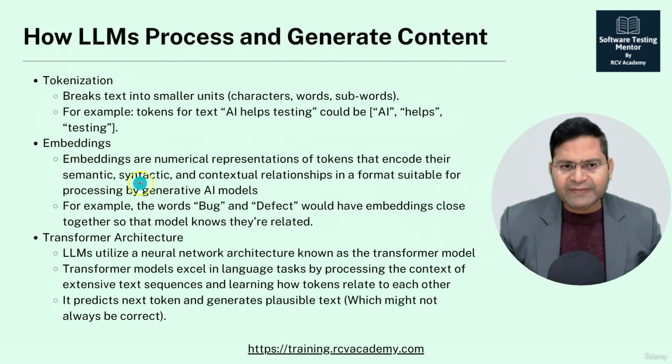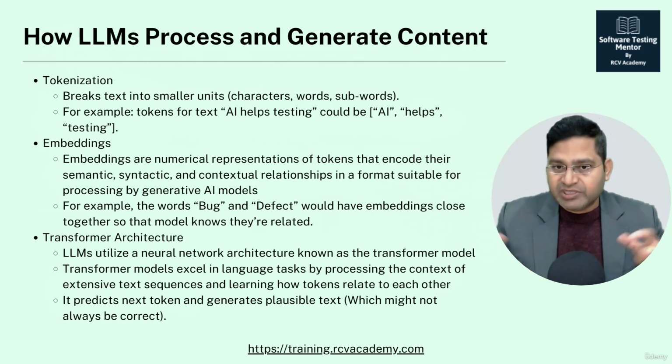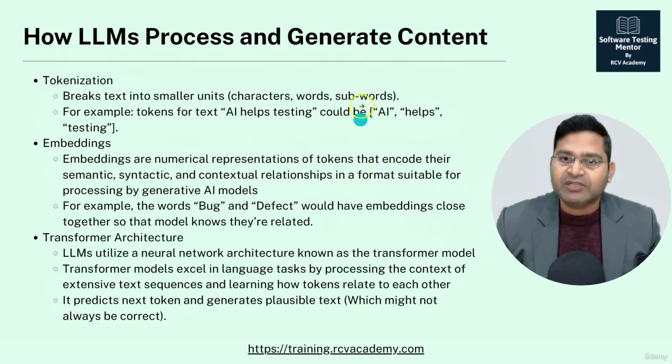Then you have the embeddings. Embeddings are the numerical representation of these tokens. You have a paragraph that has been broken into tokens, and these tokens are then converted into a numerical representation. For example, AI will be numerically stored as 0, 1, 2, 3, 4, something like that. I'll show you the actual demo after this tutorial, how the tokens are calculated and what the embeddings look like. So embeddings are numerical representations of the tokens that encode their semantic, syntactic, and contextual relationships in a format suitable for processing by the generative AI model.